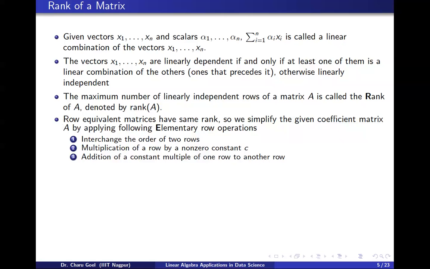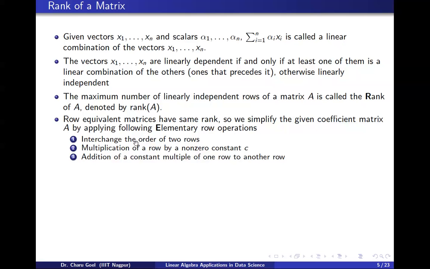So we'll simplify the given coefficient matrix. I said step 1, you have a given system of equations. Step 2, you write A. Now we can apply the following elementary row operations. That is, we can interchange the order of 2 rows. I'm just going to come to an example, okay? So just be with me.